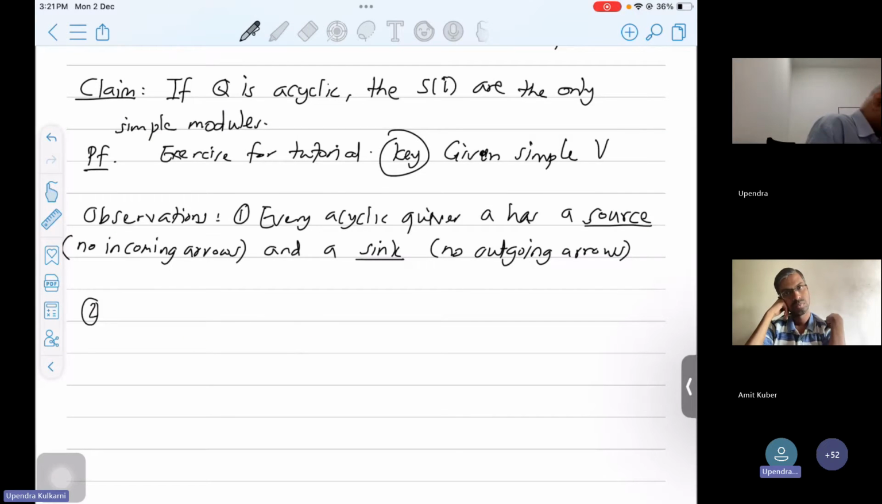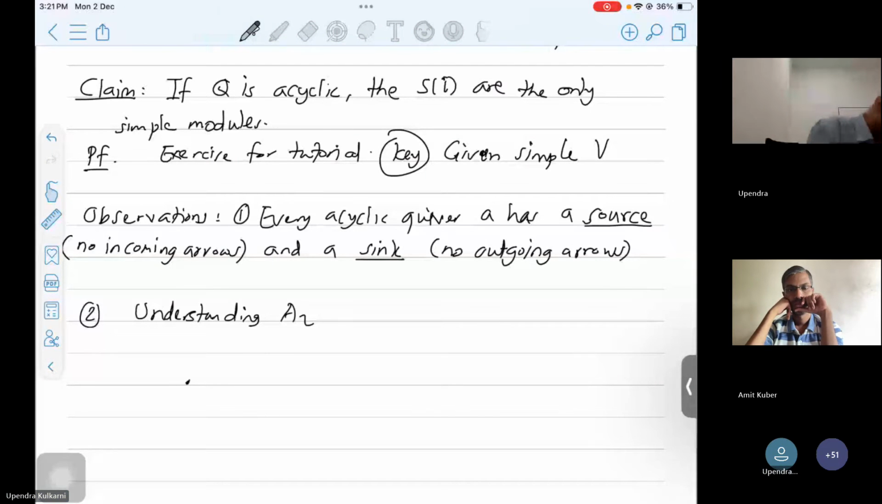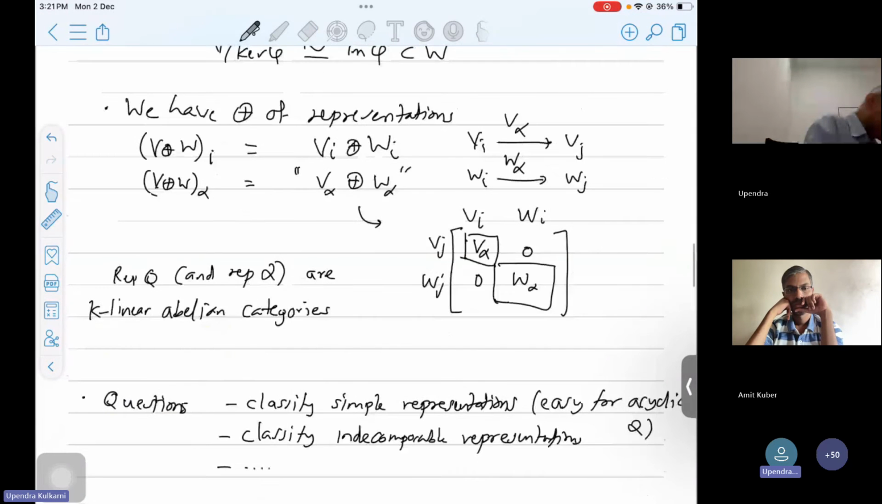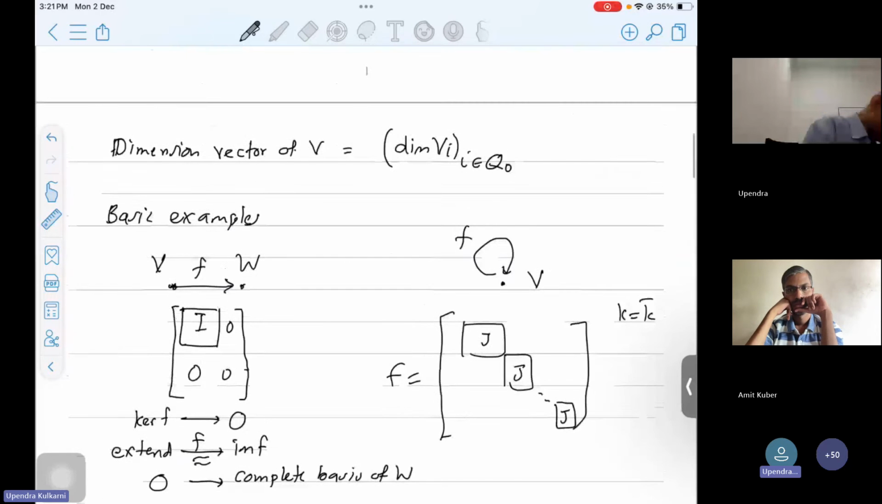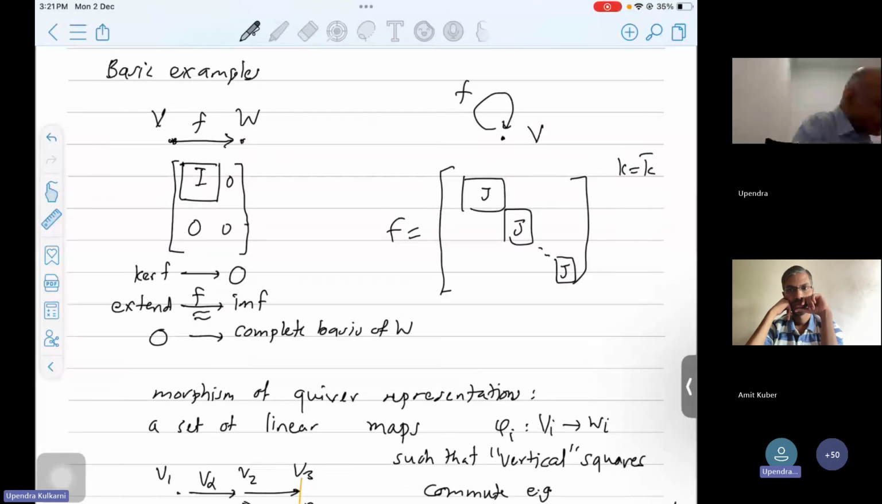I would like to do another simple calculation over here. Let us look at understanding A2. I mean, we already understood it. It was just linear algebra. Remember what A2 is? It is simply a single arrow connecting two vertices. So this is what we did over here. Let's now look at this again carefully.